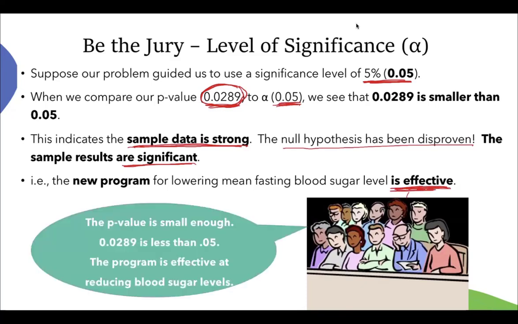So the jury now comes to the conclusion that the p-value is small enough, 0.0289 is less than 0.05, the program is effective at reducing blood sugar levels. So when you look at who wins, HO or HA, in this case, HA wins.